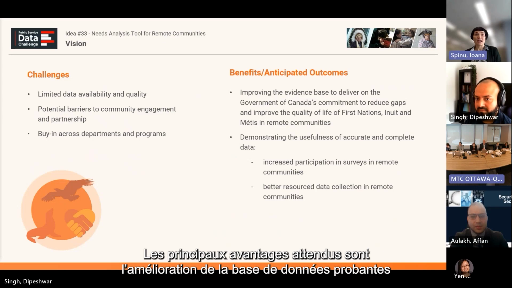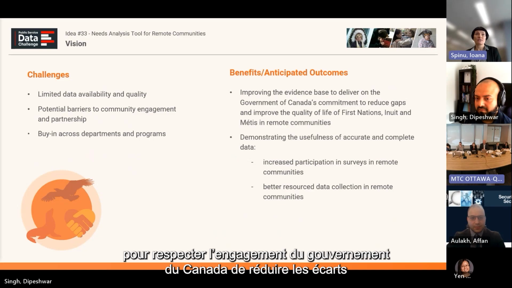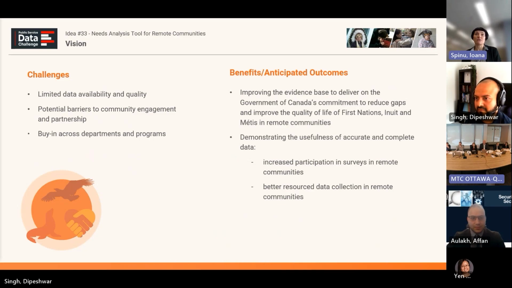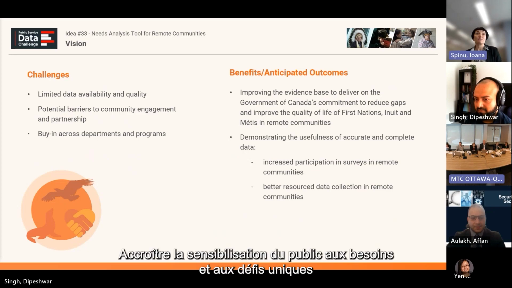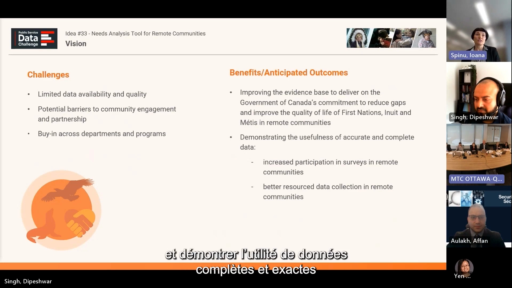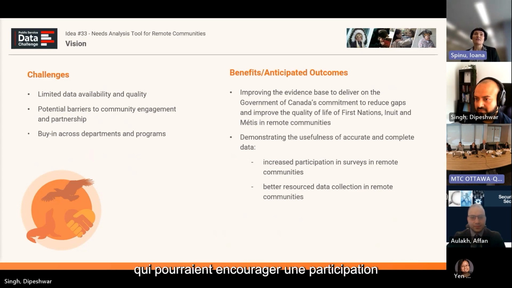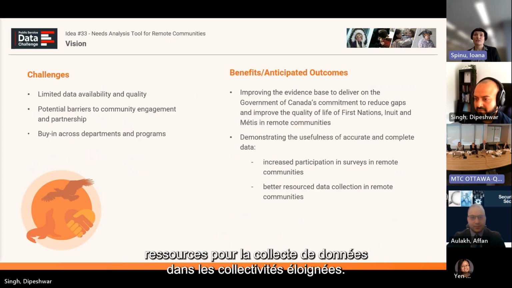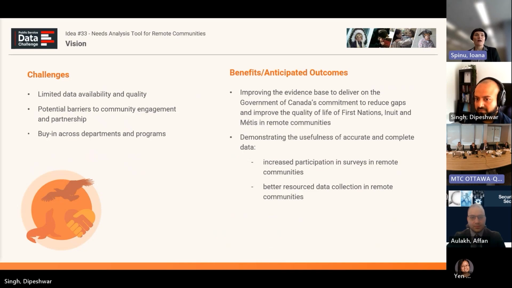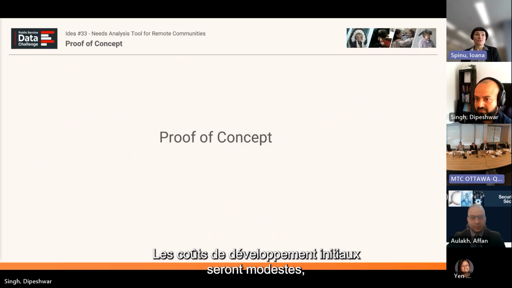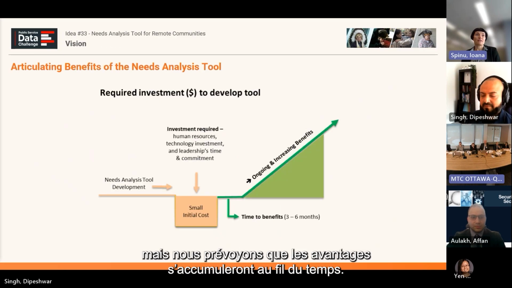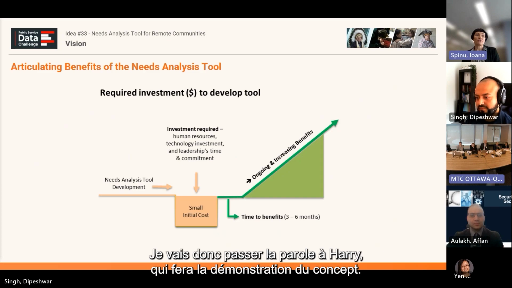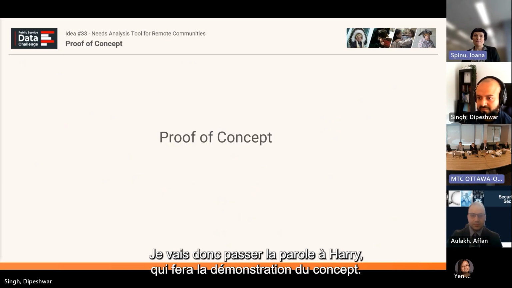Key benefits or anticipated outcomes include improving the evidence base to deliver on the Government of Canada's commitment to reduce gaps and improve the quality of life for First Nations, Inuit, and Métis in remote communities, increasing public awareness of the unique needs and challenges of remote communities, and demonstrating the usefulness of complete and accurate data, which could incentivize increased participation and trust in surveys in remote communities, and better resourcing for data collection in remote communities. There will be a modest initial development cost, but we anticipate that the benefits will accrue over time. So I will pass it over to Harry, who will demo the proof of concept.